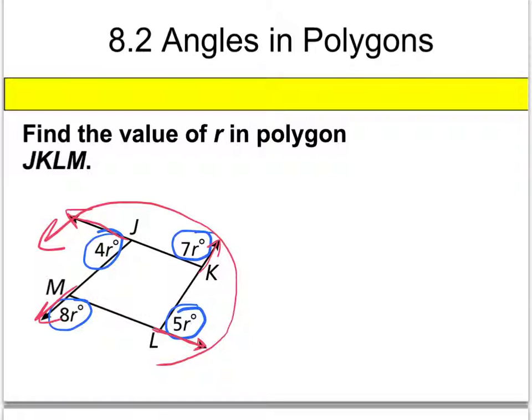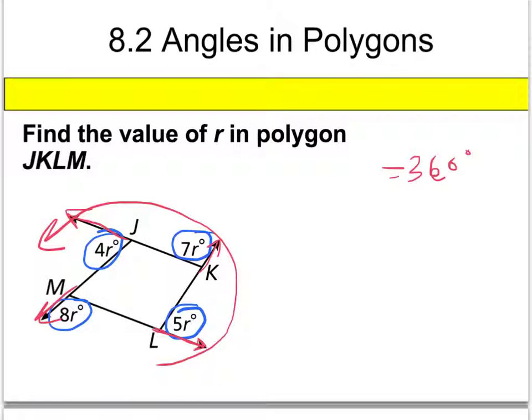Now, find the value of r in the polygon. We know that the sum of all the exterior angles will always add up to be 360 degrees. So, now knowing that information from that previous slide, pause now to see if you can find it.